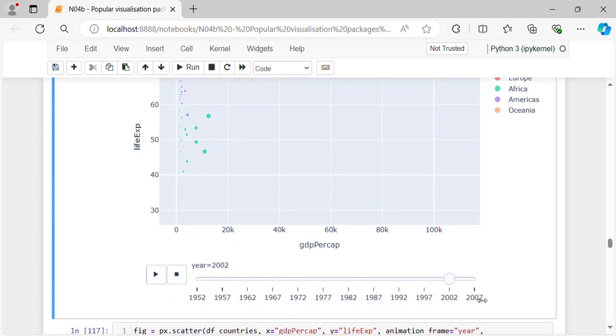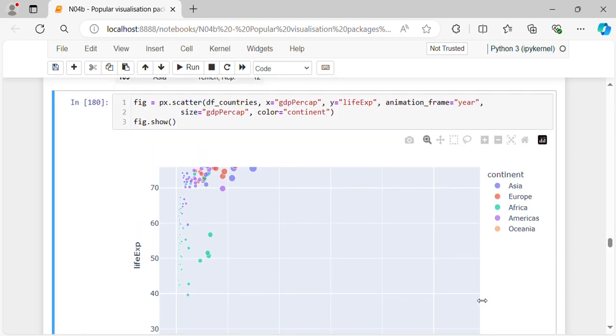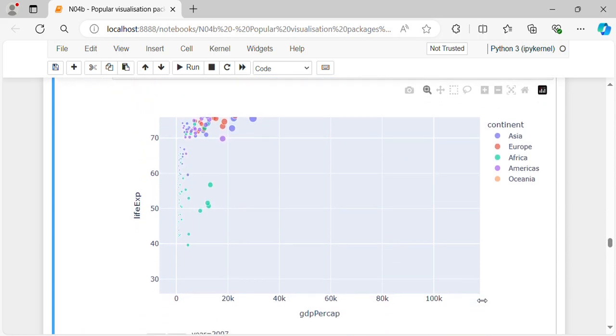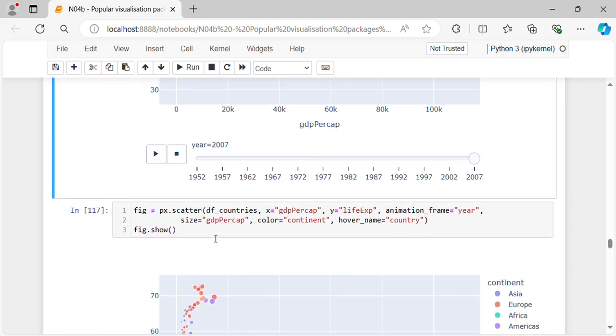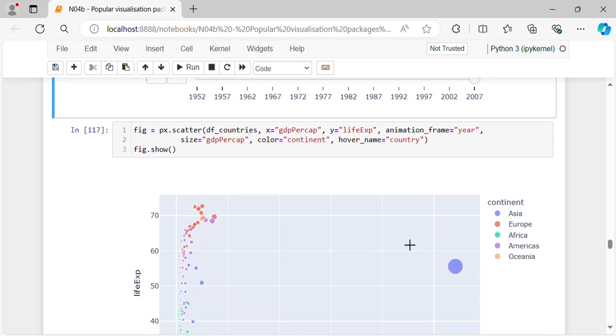And for 2007, the life expectancy has increased, but the GDP has increased as well. Okay, let's add another parameter here. Another column has the hover_name equal country, and this will show the country.